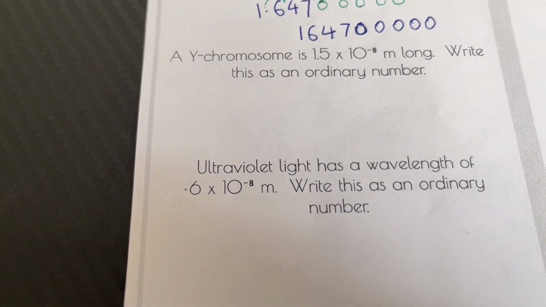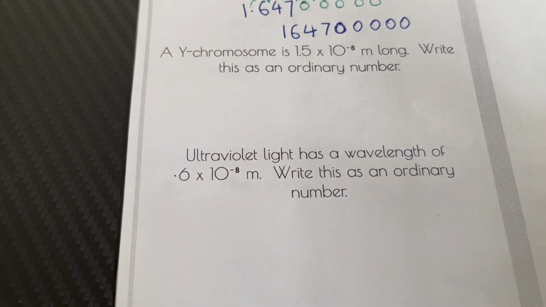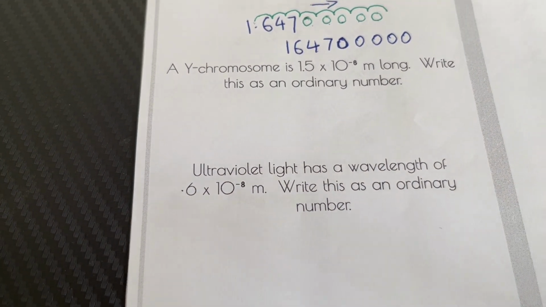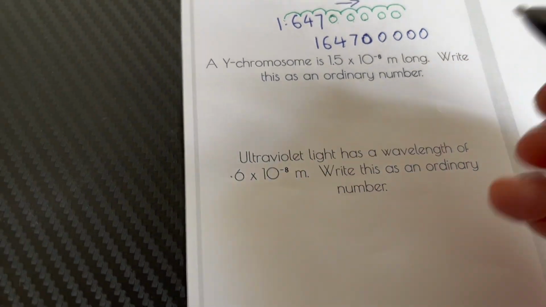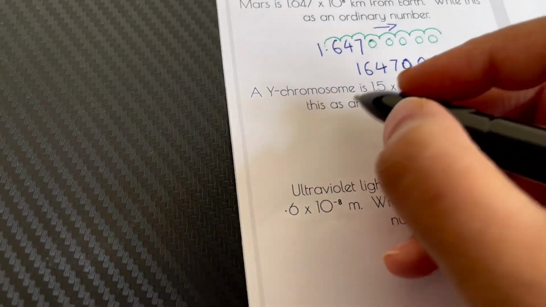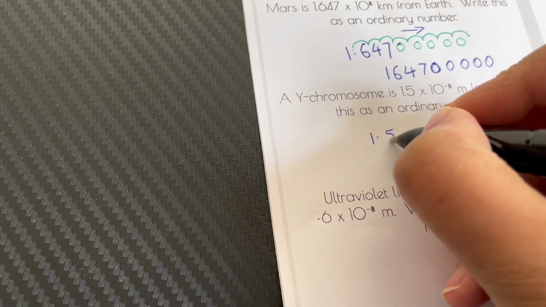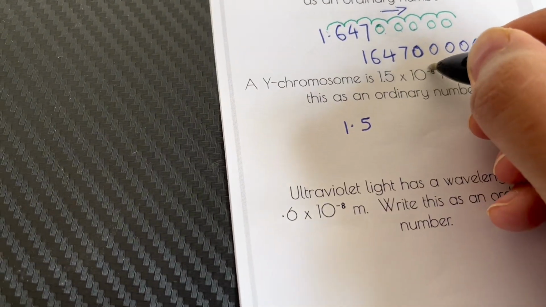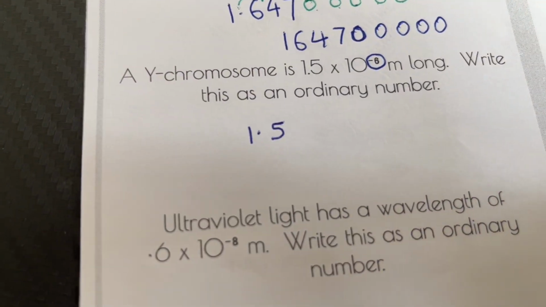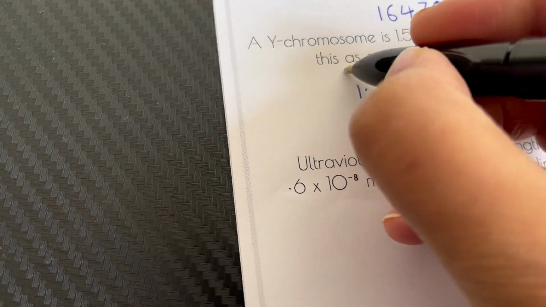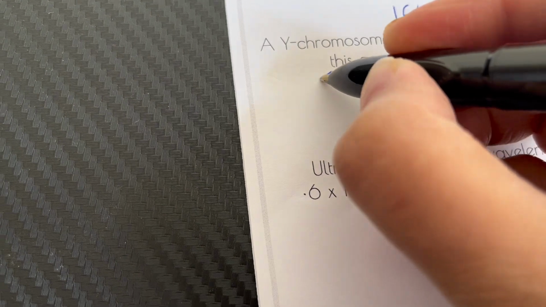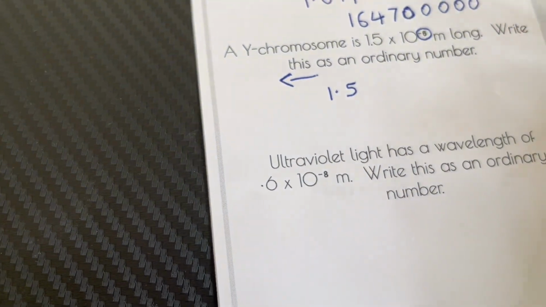And then we've got a Y chromosome is 1.5 times by 10 to the power of minus 6 millimeters long. Write this as an ordinary number. From the question, you can see that this time we've got a minus power. It's minus 6, so we're actually going to move our decimal point to the left because the number is going to be smaller.